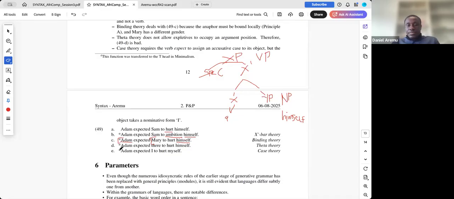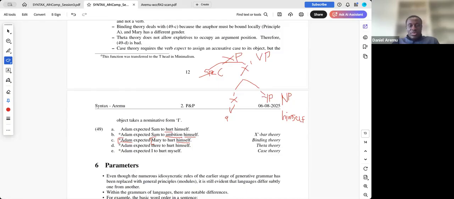And in 49d, theta theory. Anybody? How does theta theory account for this? Don't forget, all these theories are just to account for the way language is processed and the underlying principles. So what do you think about 49d? Why is it ungrammatical? It was actually something we dwelt on a lot. Why do you think 49d is ungrammatical based on theta theory? Adam expected there to hurt himself.